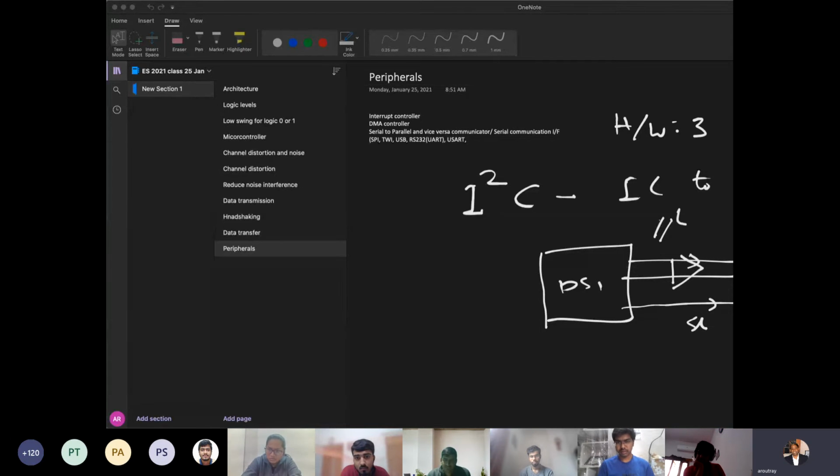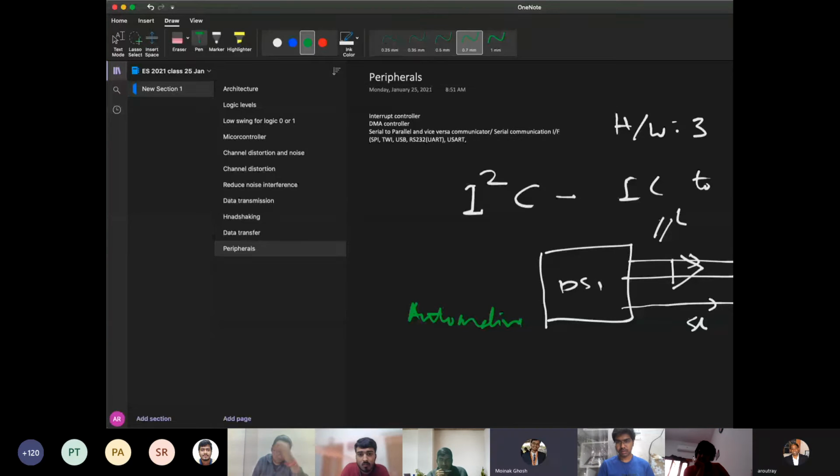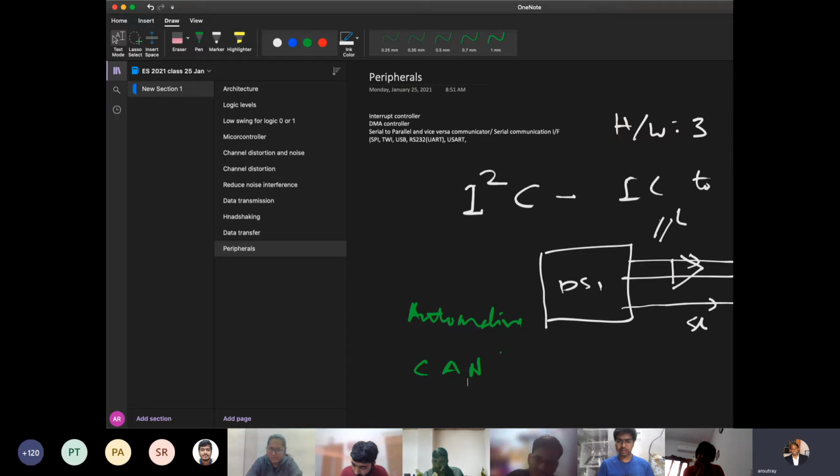So these are the serial. There is one more very important serial communication. Can you tell which is used in automotives? Anybody who can say? CAN. Excellent. So this is called CAN, control area network, CAN bus. This standard is very, very popular in automotive and aerospace applications. So this is the serial communication peripherals.